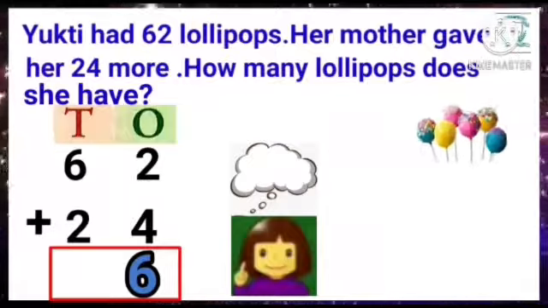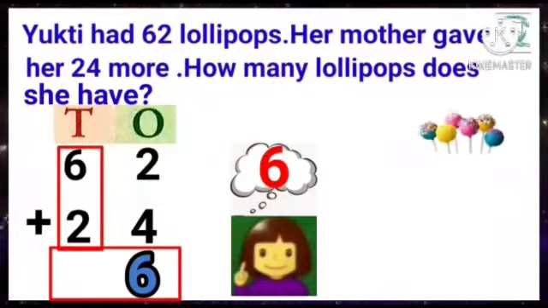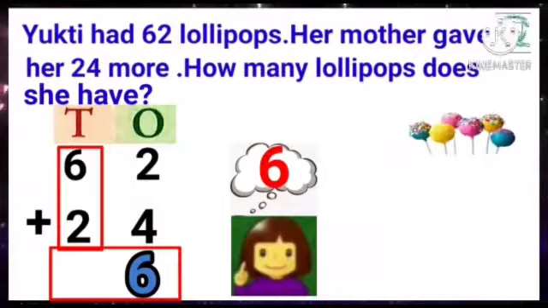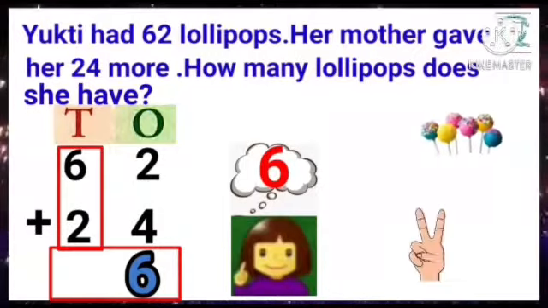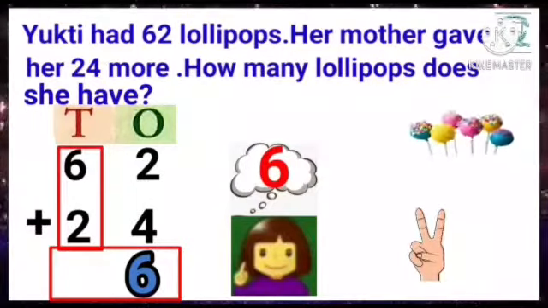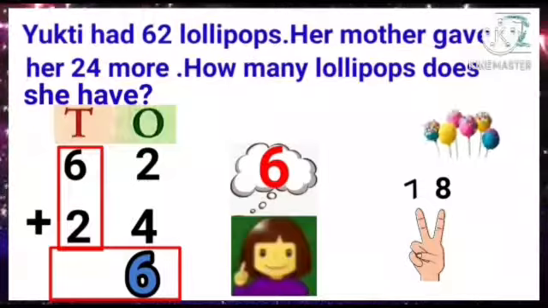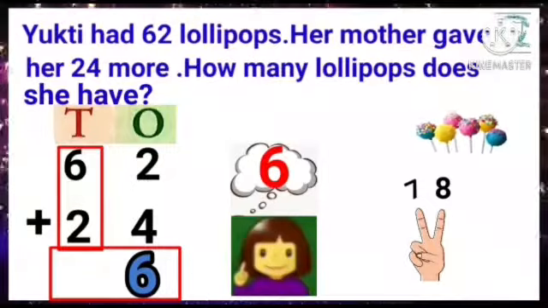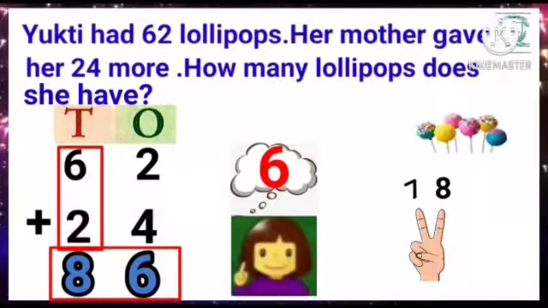Now we shall add the digits in the tens place. We add as 6 in the mind and 2 fingers up. After 6 comes 7, 8. We write 8 in the tens place. Now we can say that Yukti has 86 lollipops with her.